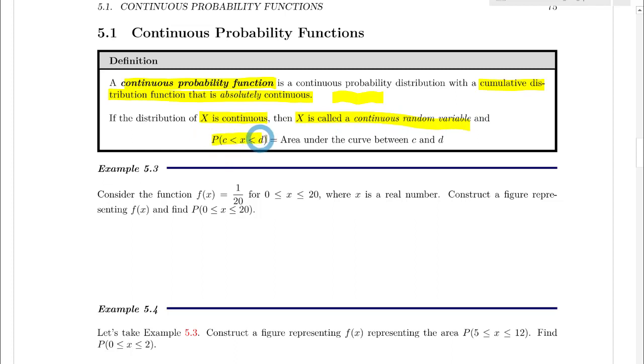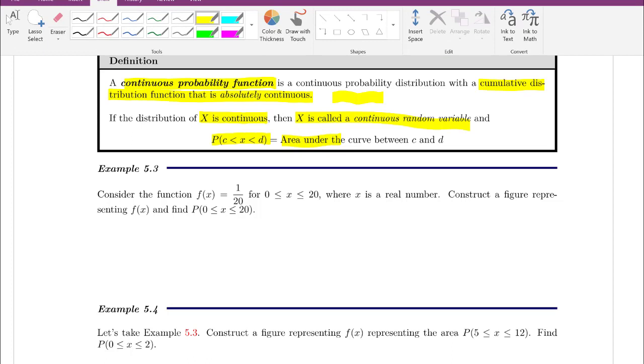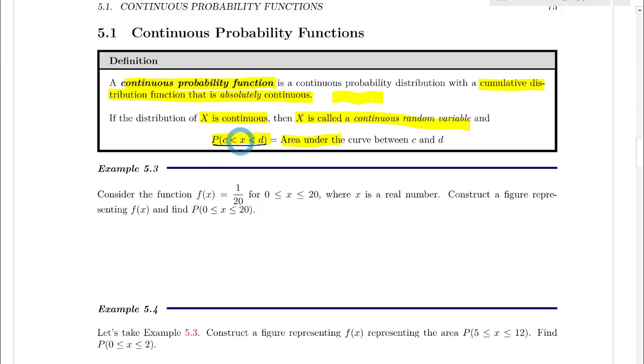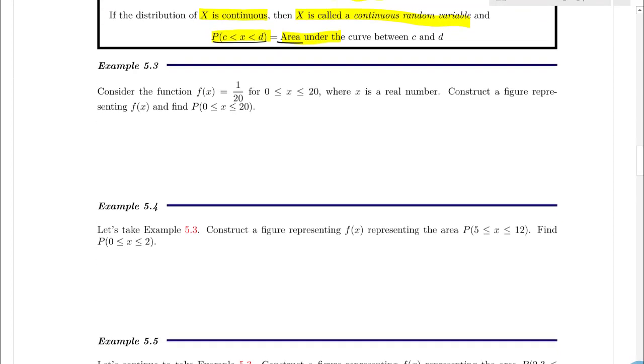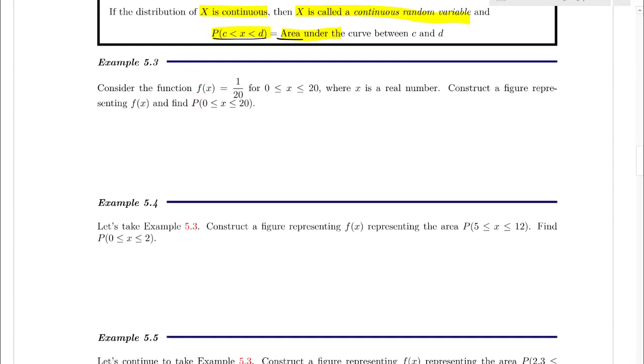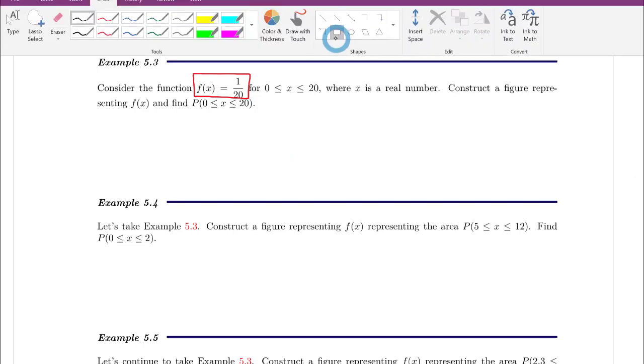And the probability between C and D is the area. So I think that we need to think about this probability as the area. So let's consider the function that is what we remember as a horizontal line. If f of x is equal to a constant, we know that is a horizontal line. In fact, it's going to be a horizontal line on a domain from 0 to 20. So let's go ahead and draw a figure that represents this function.